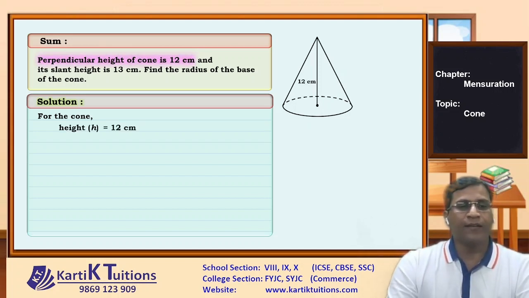Then its slant height is given to us as 13 centimeter. Slant height is denoted by small l. So l is given to us as 13 centimeter, and we have to find the radius of the base. Radius of the base यानी r find करने बोला है.